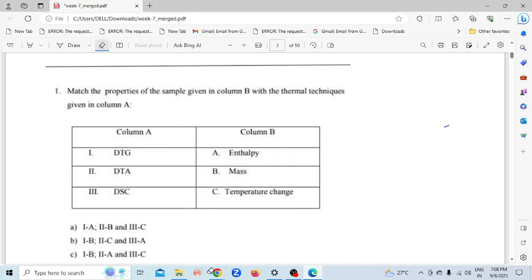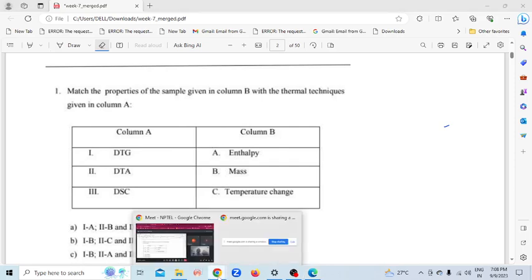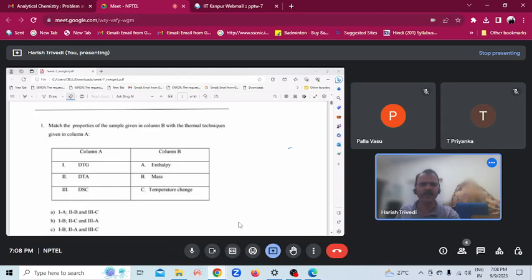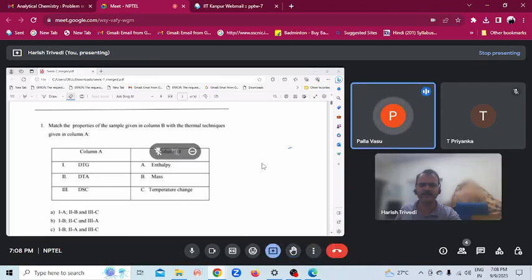Any other question before starting this question answering? Do you have any other question? Malavasu and Priyanka.